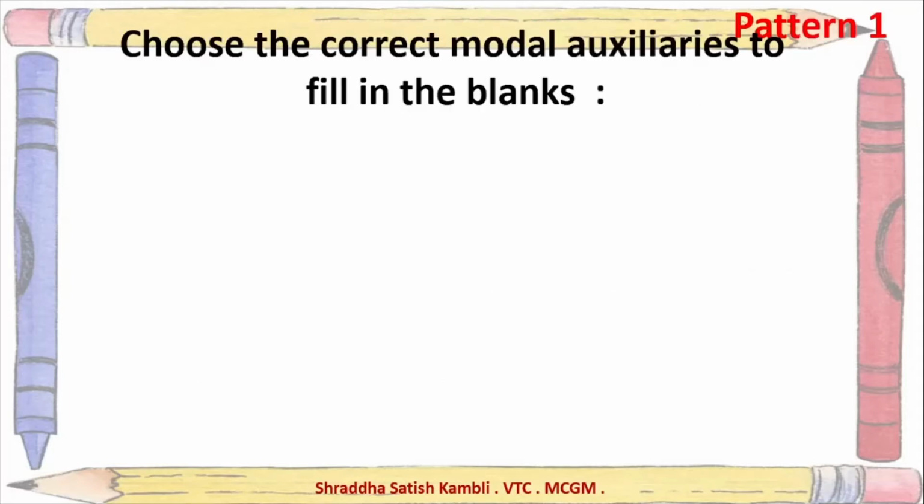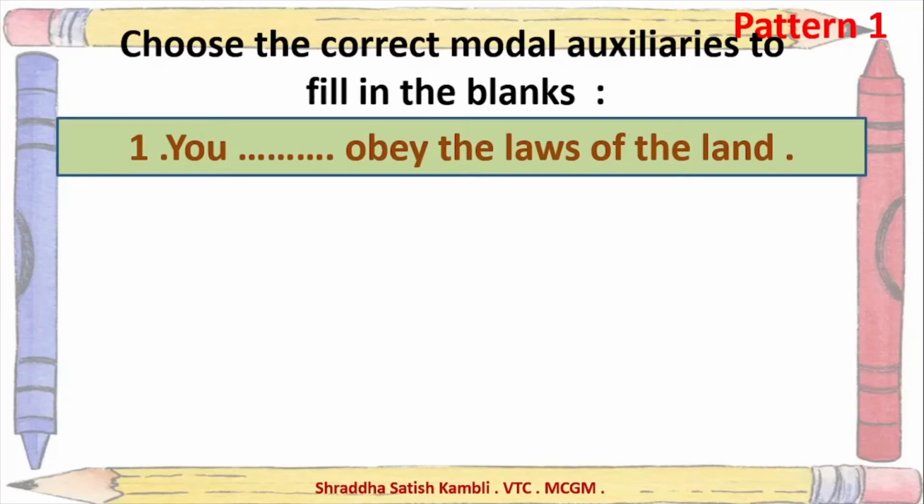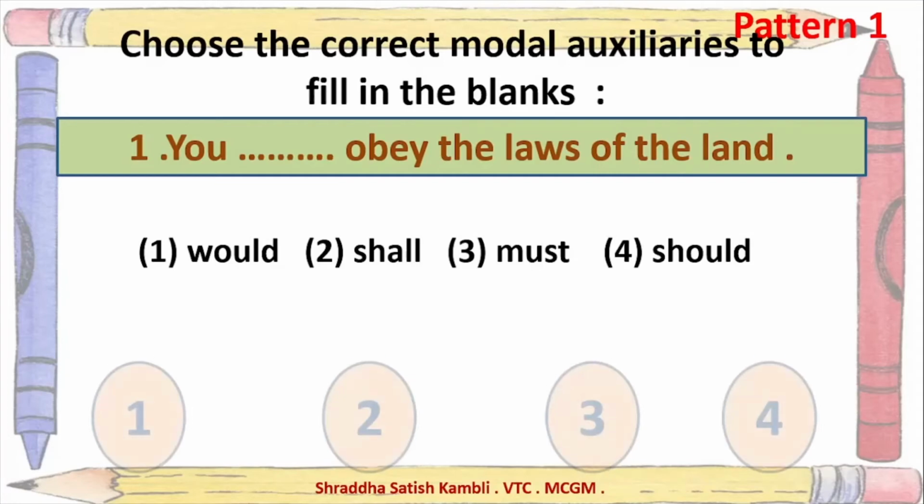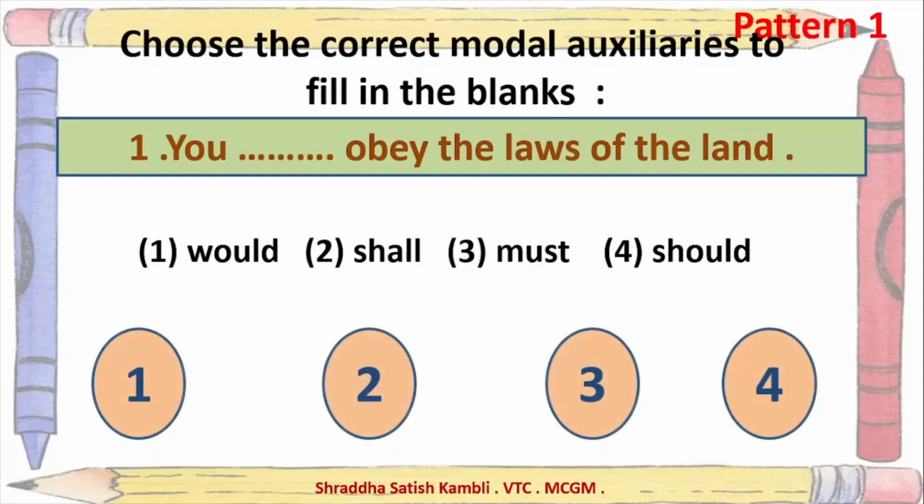So starting with pattern 1, you have the question, choose the correct modal auxiliaries to fill in the blanks. And here comes your first question. You dash obey the laws of the land. So is it you would obey the laws of the land, you shall obey the laws of the land, you must obey the laws of the land, or you again should obey the laws of the land? So what is the correct answer here? What should be the right answer? It should be you must obey the laws of the land.